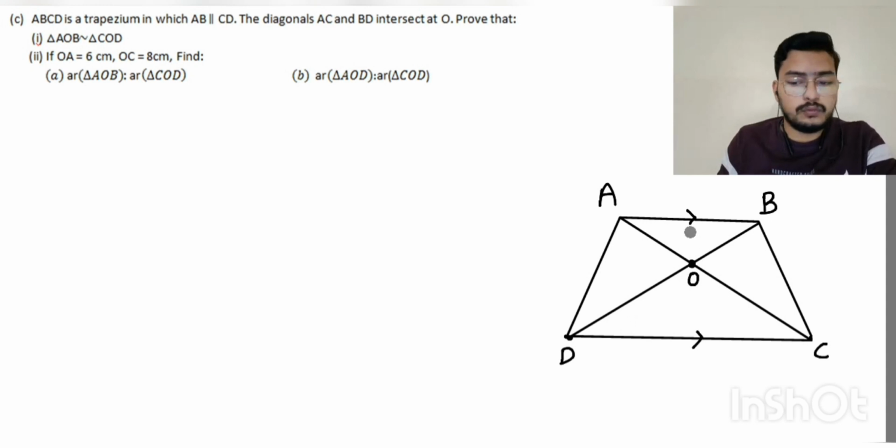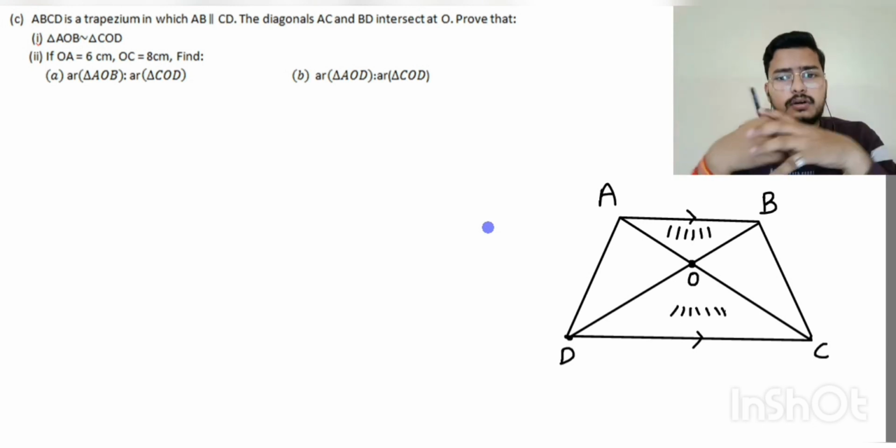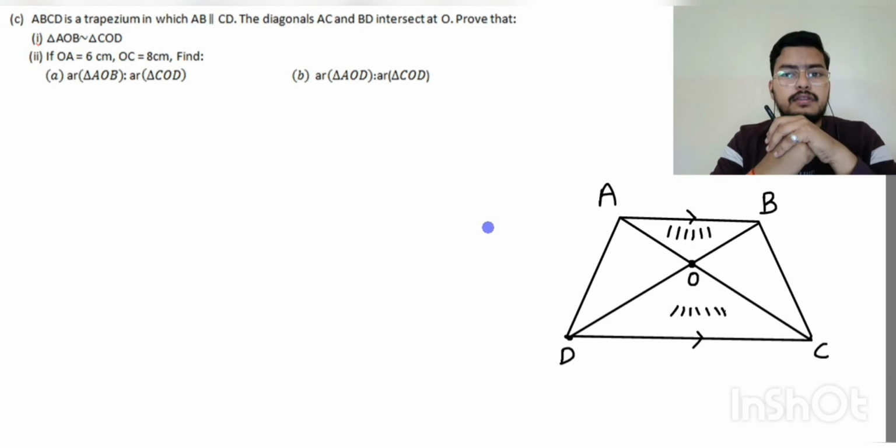So we have to prove that this triangle, which I am shading right now, and this triangle, these two triangles are going to be similar. We have to prove this particular point. So how can we prove this? That is very easy, right? Because whenever two sides are parallel, at that time proving the similarity becomes very easy, right? So how can we prove this?